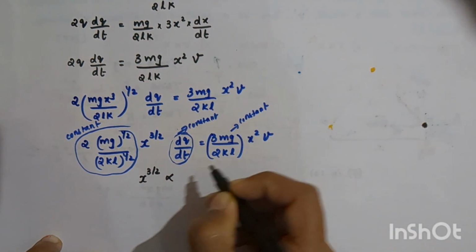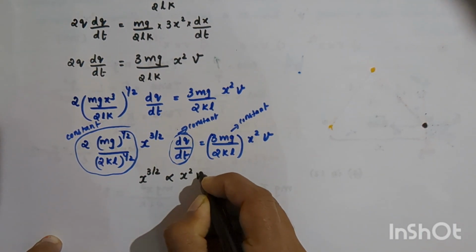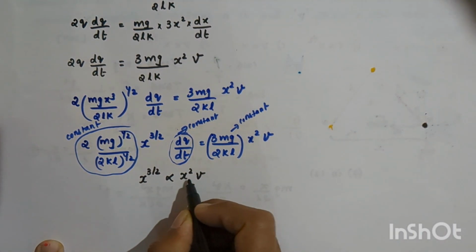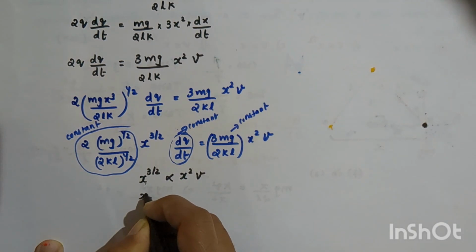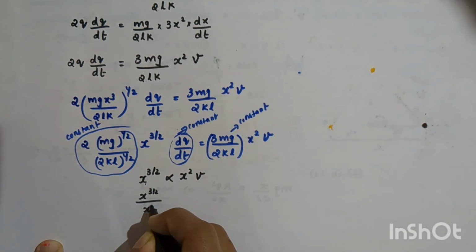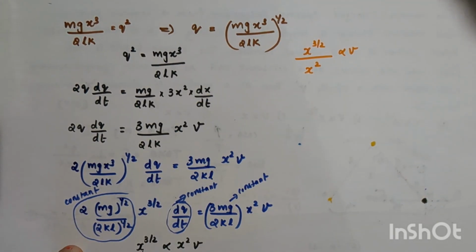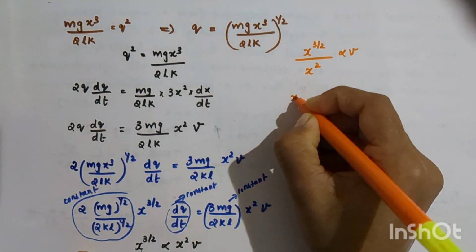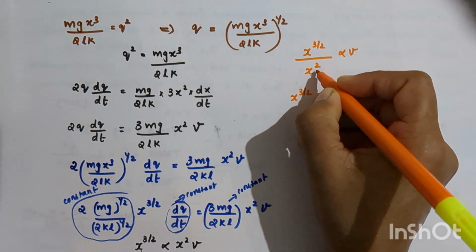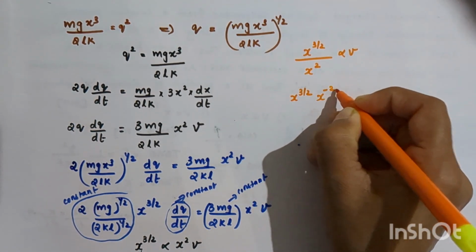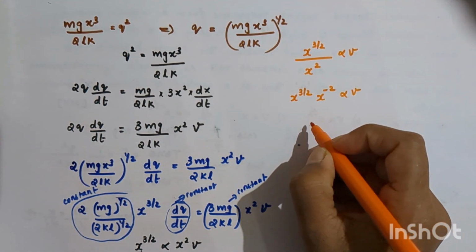will be proportional to x square into v. Suppose I take this x square to this side, it comes to the denominator. So x raised to 3 by 2 divided by x square is proportional to v. When we take x square to the numerator, it becomes x raised to minus 2. So x raised to 3 by 2 into x raised to minus 2 is proportional to v.